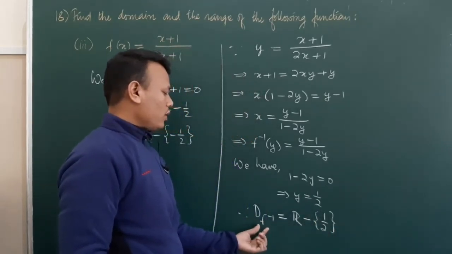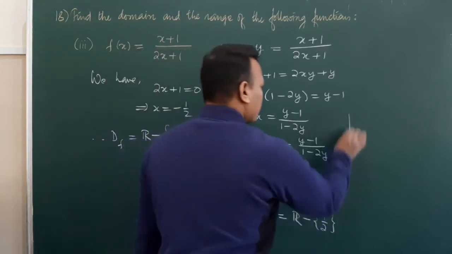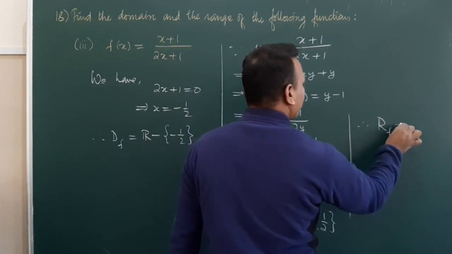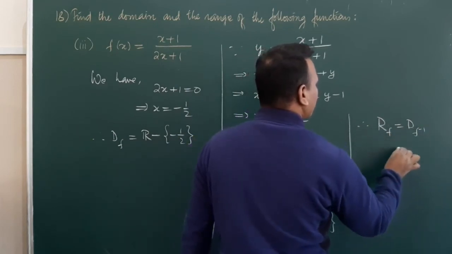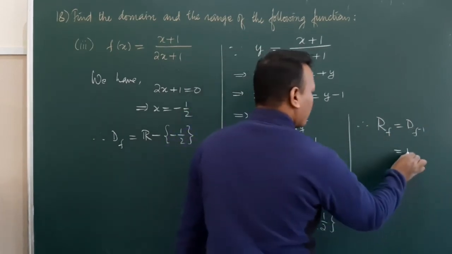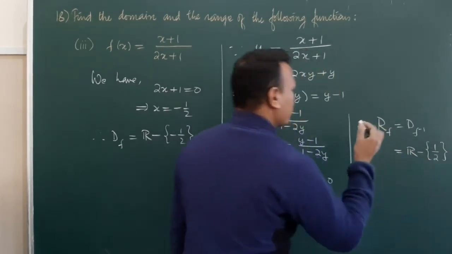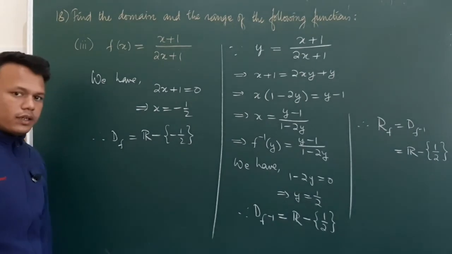So if this is my domain of f inverse, then you will write that as the range of f. So the range of f will be the domain of f inverse, which is R minus half. Alright, so pause the video and note it down.